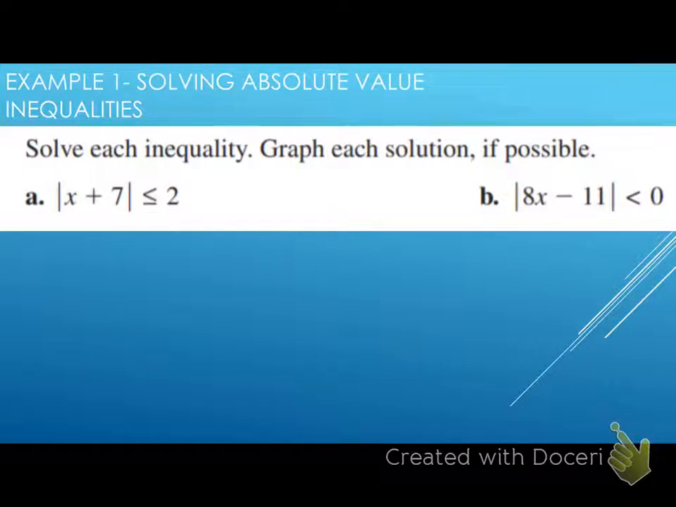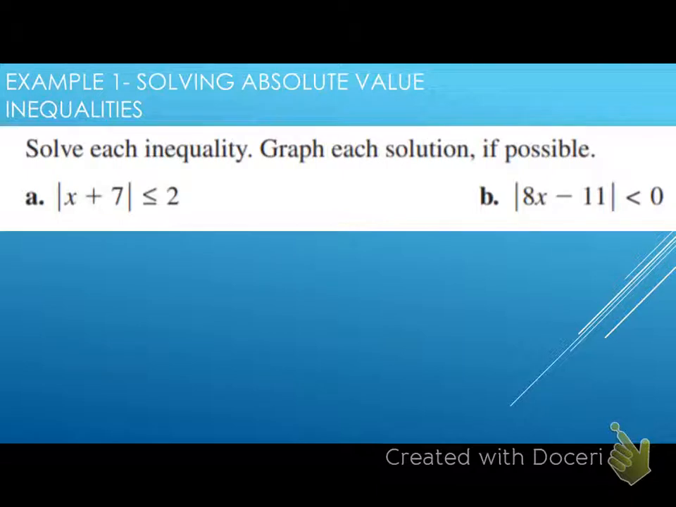So is my absolute value completely by itself on A? Yes, it is. There's nothing being multiplied by it, added to it, subtracted from it, divided by it. So I'm good to move on. Is my C value greater than 0? Yes, it is. So I can go ahead and set up my two inequalities and solve them.